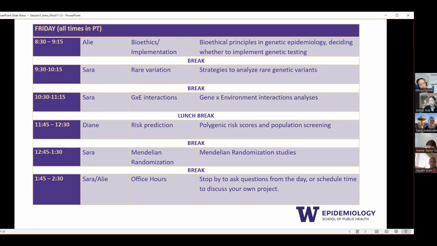So Friday, we're going to talk a little bit more about the public health applications and more on the farther down the translational pipeline, starting with some concepts of bioethics and implementation. And then we're going to jump back into specialized methods of genetic epidemiology. So how do we handle rare genetic variants? What about gene and environment interactions? Polygenic risk scores, Mendelian randomization studies. These are all important and powerful genetic epidemiology tools that are good to know about. And then we'll end the day and also our few days together with another office hours.